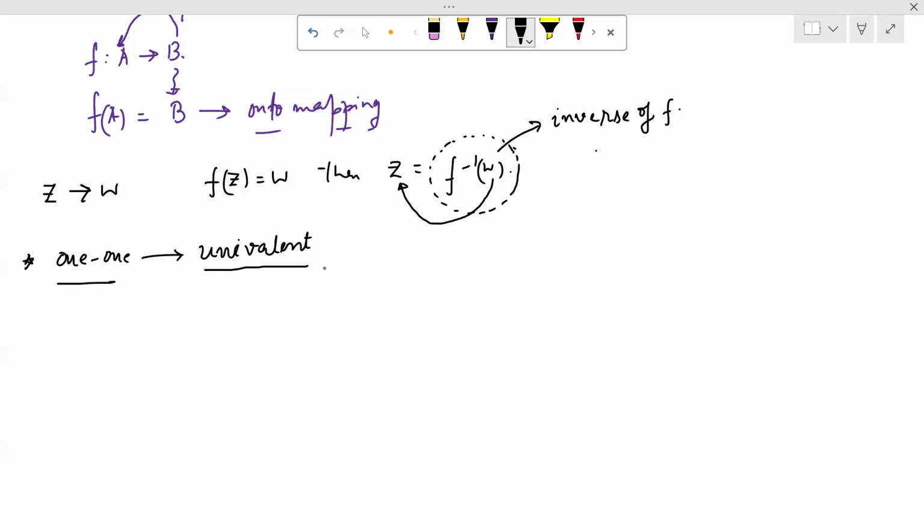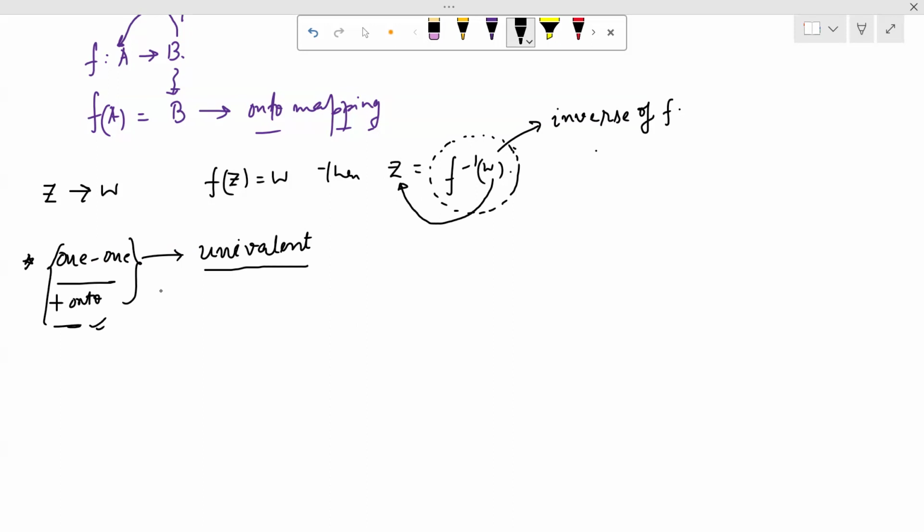Okay, so let us say if you are defining an inverse image, then the prerequisite is that your function must be univalent and the function must be onto. So both one-one-ness and onto-ness are required for defining the inverse function.